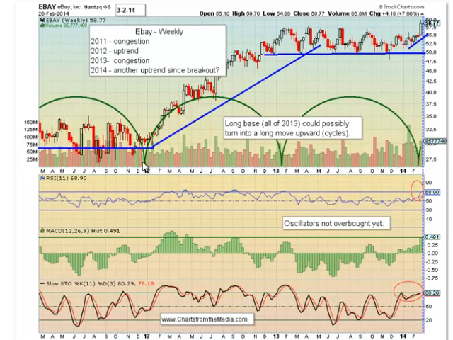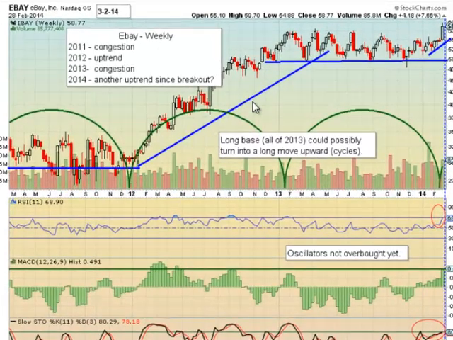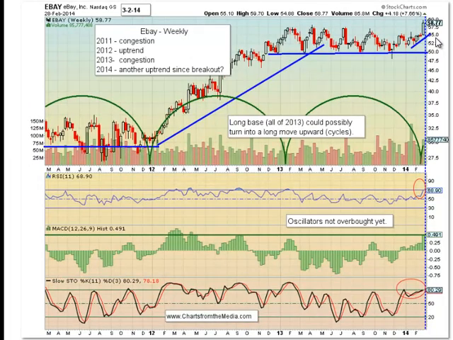If you look at 2011, congestion, 2012, an uptrend, 2013, congestion or consolidation, and we just had a nice breakout. So we have a higher high, strong breakout, decent volume. The longer the base and this breakout, we're going to take this breakout seriously. So we would want to look for an entry point, and that's what we're going to be doing on the daily charts. Here we have the cycles, and the oscillators are not in overbought territory yet. So this is looking pretty good. 2014 could be another bullish year for eBay.